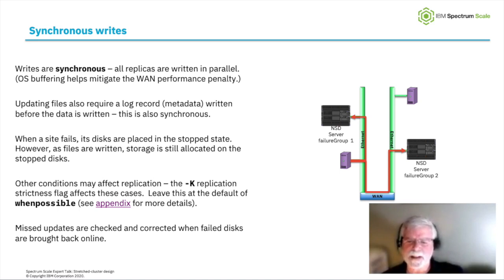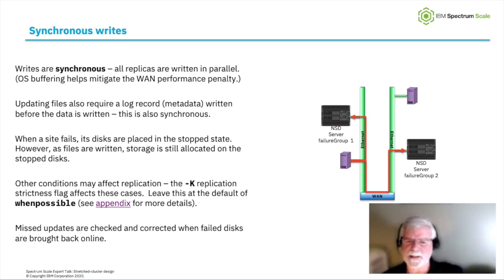So what happens if a site is down while an application is writing data? Now, there is a replication strictness setting that controls a bit of what happens here. In all cases, space will be allocated to the appropriate failure groups if, in fact, there's sufficient space in both failure groups.